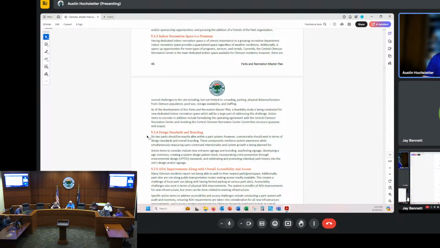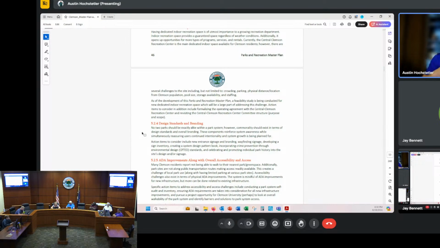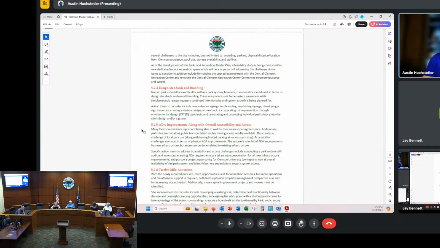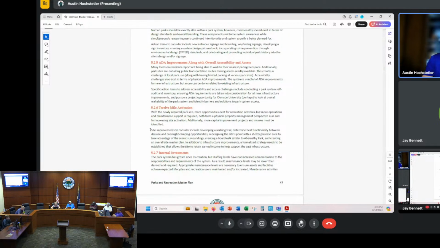Design standards and branding, so looking at how our signage, how we incorporate crime prevention through environmental design or CPTED standards, and how we celebrate and promote individual park history in the design. ADA improvements along with overall accessibility and access, we're talking about that. 12-mile activation, that's a newer property into the Parks and Recreation Department's purview. So how are we going to activate that moving forward?